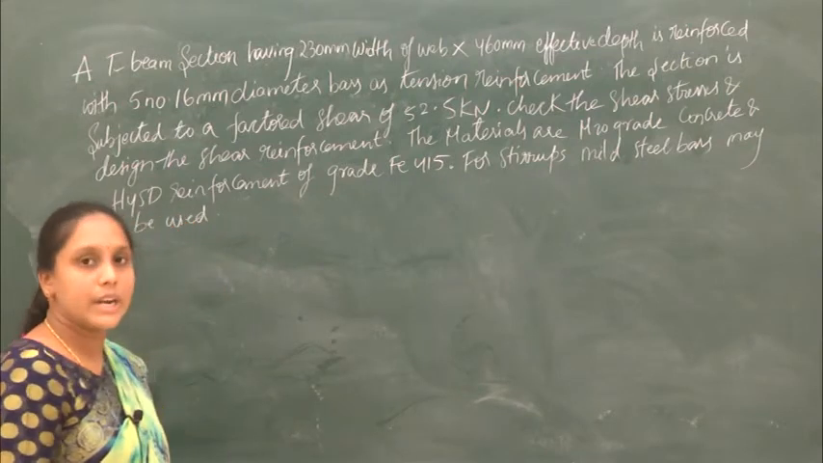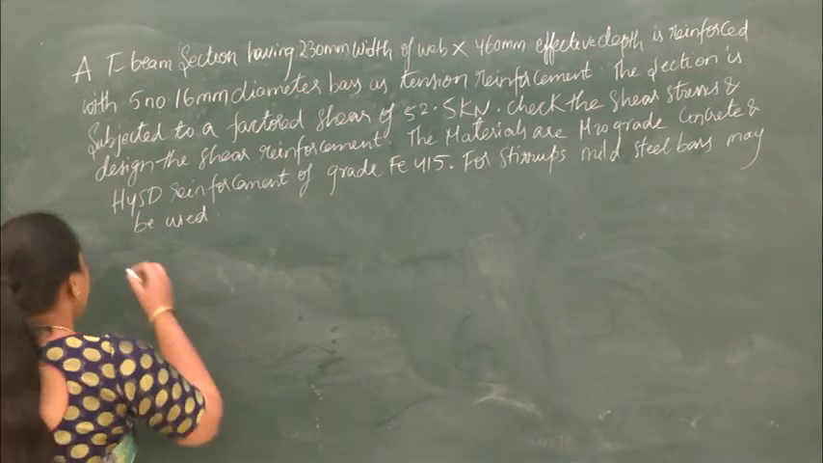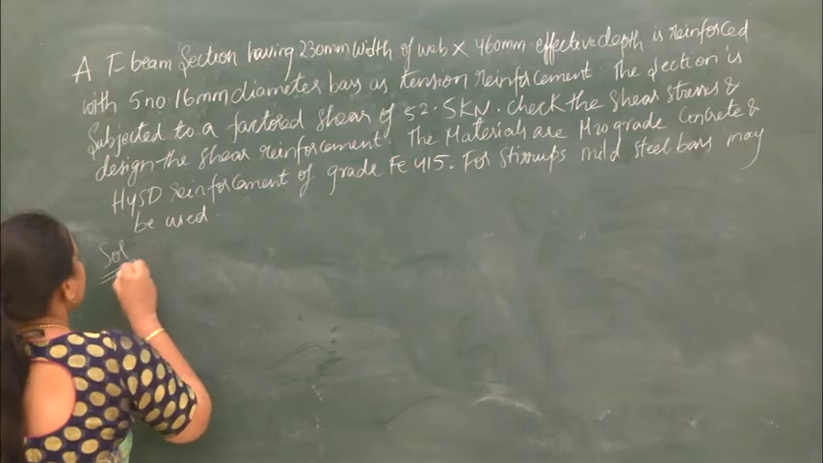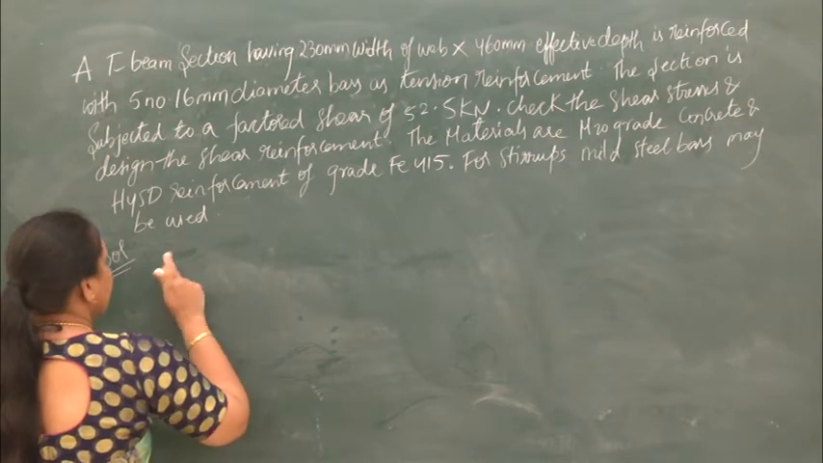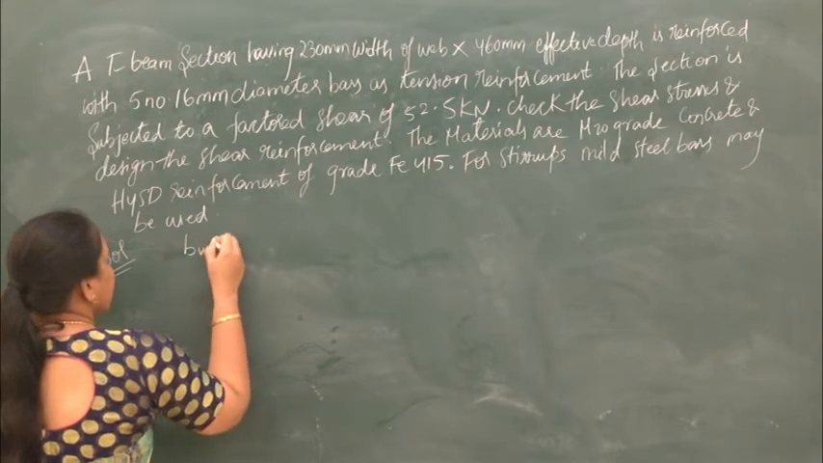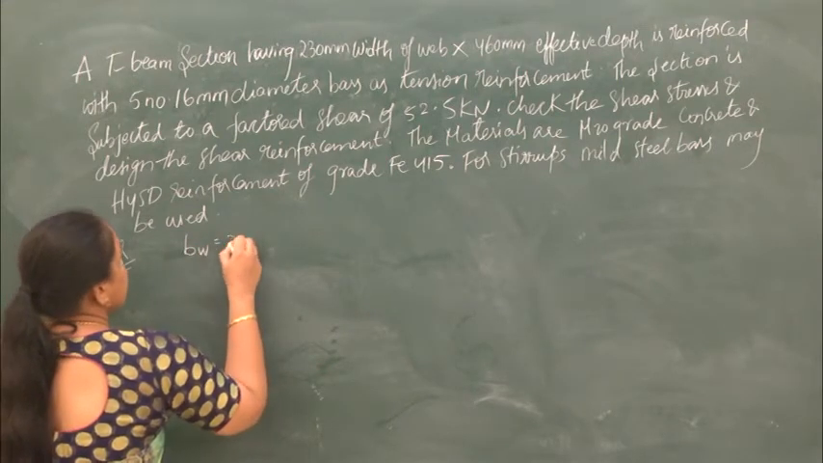So first let us write down the given data. So what is the given data here? The T-beam, the breadth of the web is how much it is?